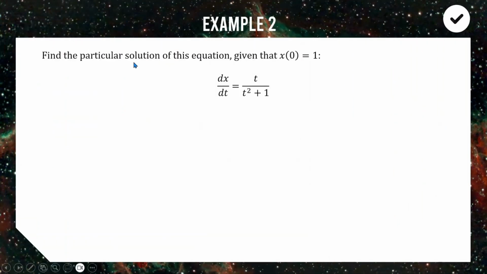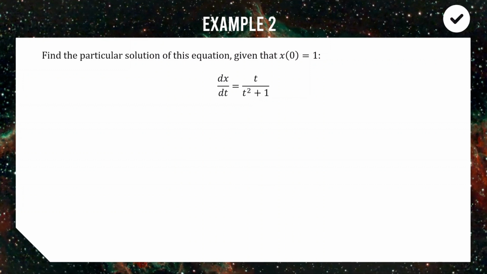Okay, finding the particular solution of this equation, given that our condition is that when t is equal to 0, the value of x is equal to 1. So this is x evaluated at t equals 0 is equal to 1. We have dx on dt is equal to t over t squared plus 1.